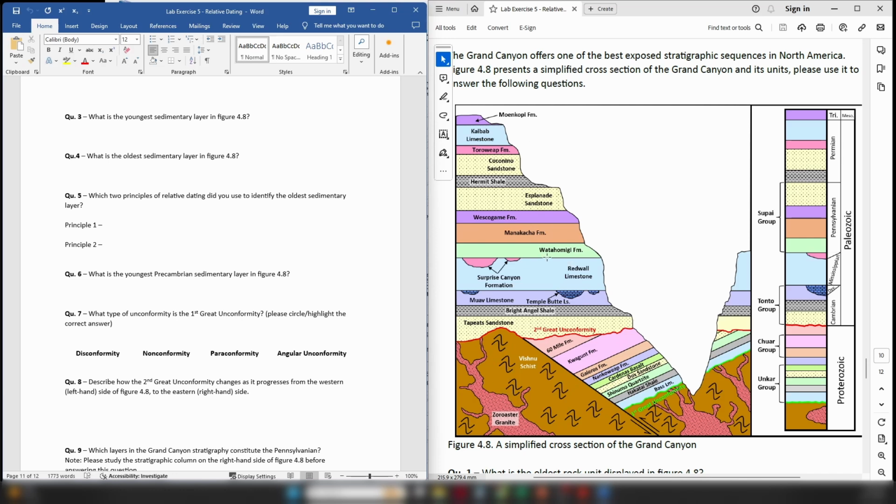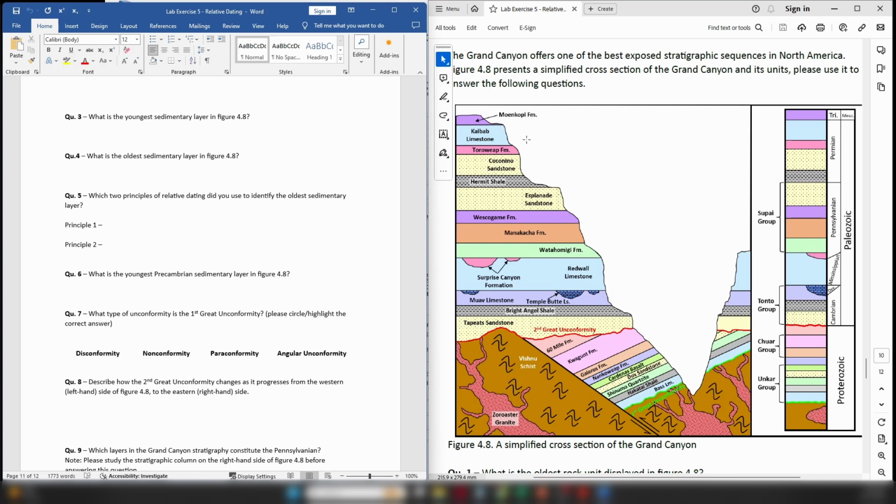Now, when you look at the diagram itself, you will see that some of the layers presented on the diagram have distinct sedimentary rock names as part of the name for that particular layer. So you have, for instance, a sandstone here, and you have the shale here. So these are actual rock names, so that tells you what that layer is made from. So the Hermit Shale is made of shale.